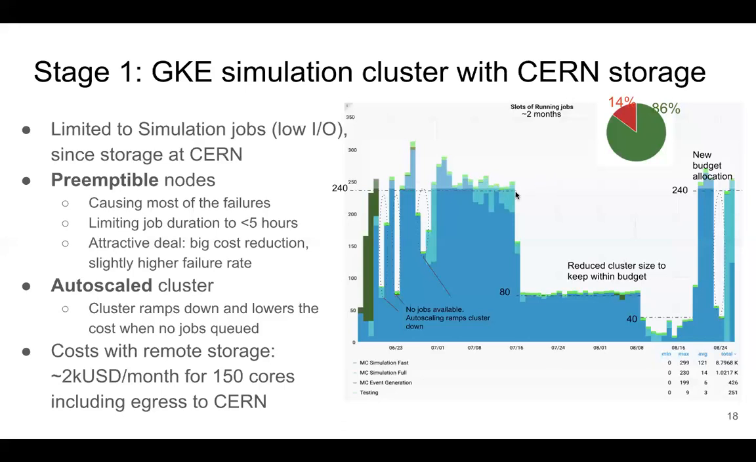And then the shape of the diagram over time also depends on what budget we had and how we were trying to schedule this simulation versus the analysis exercise. The overall cost of such a cluster was around $2,000 per month for on average 150 cores. And this includes all the output being copied to CERN, because in commercial clouds you usually pay for the egress outside of the cloud.